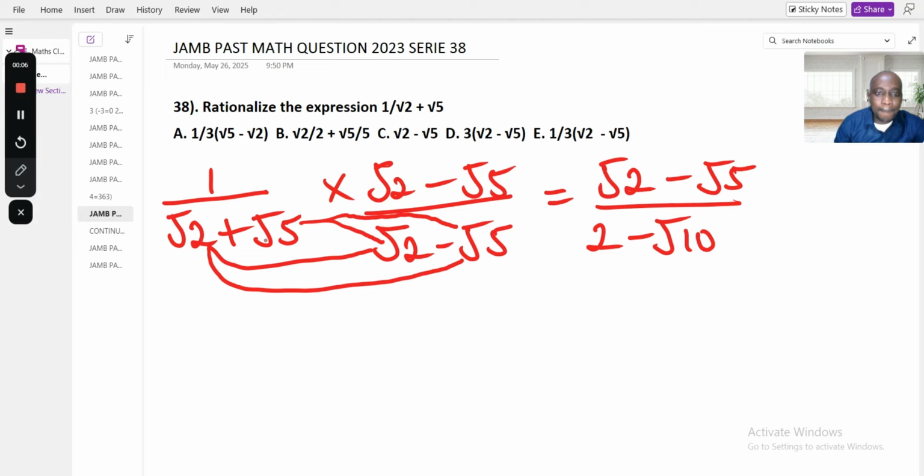The next one, plus square root of 5 multiplied by square root of 2, is going to give us plus square root of 10. The next one is plus square root of 5 multiplied by minus square root of 5.